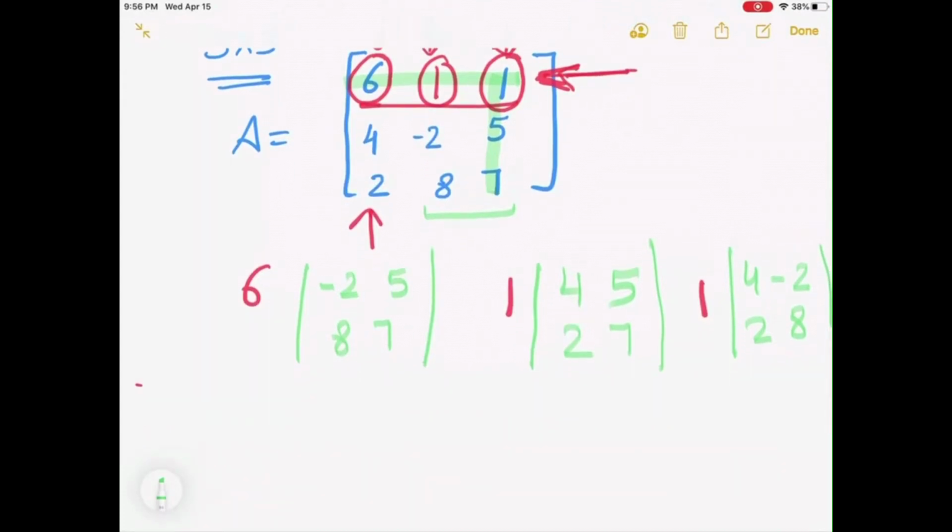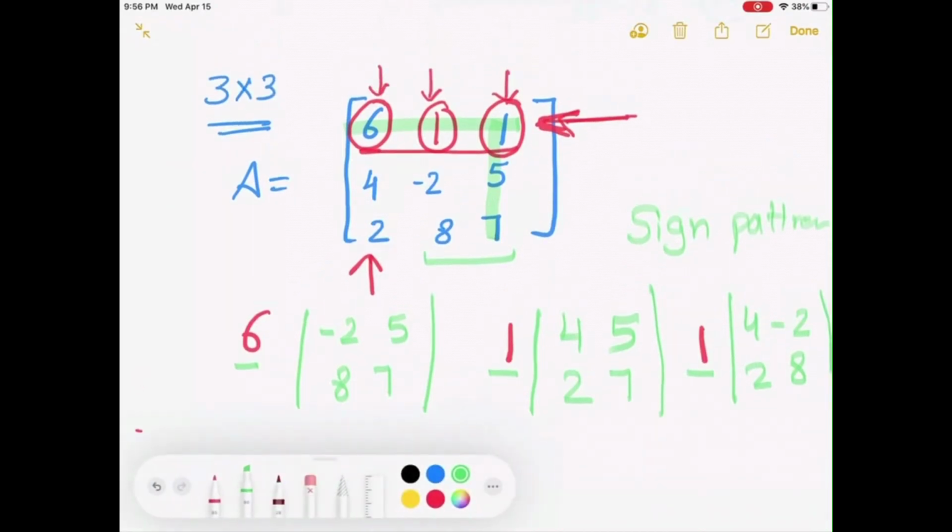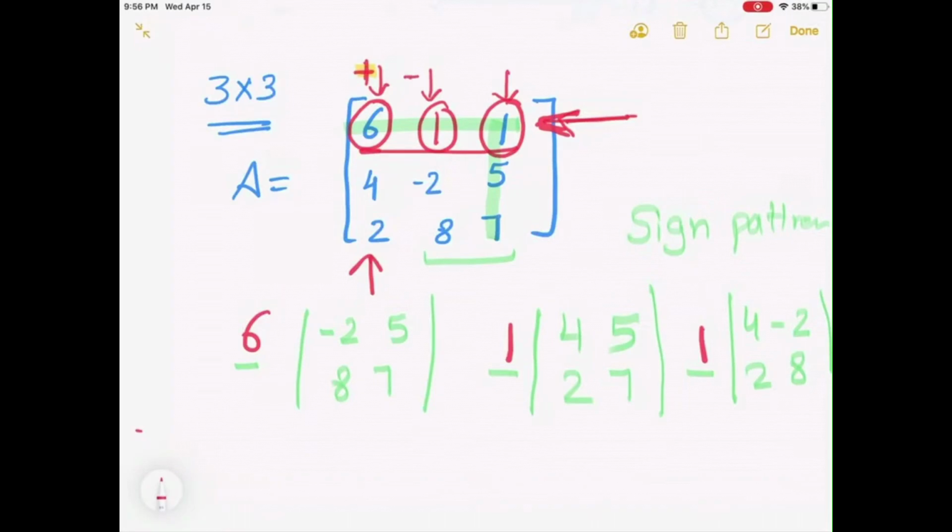Now, one more thing, you need to follow a sign pattern. When I say sign pattern, it means all of these numbers should have a sign in front. So what is the sign pattern? Please pay attention to this. You start off with plus for the first number, minus with the second, and plus for the last. So this 6 would have plus, this would have minus, and this would have plus.